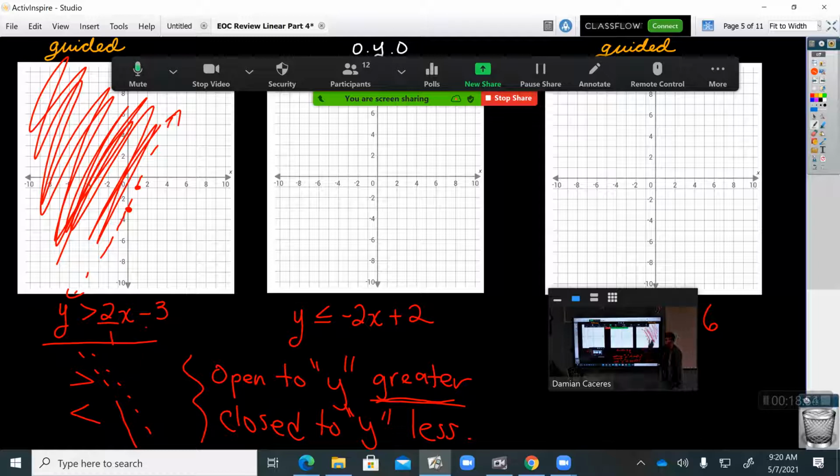All right, this next one, I want you to do it exactly the same on your own, except the line's going to be solid because it has a little equal to symbol, so you don't have to dash it. And then shade it either above or below, depending on how that faces.